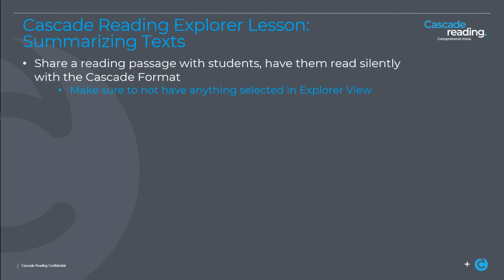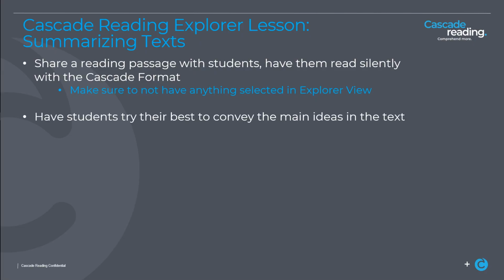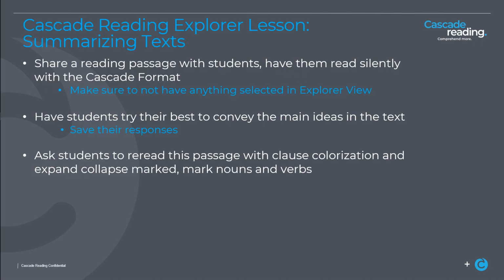When they're first doing this, make sure to not have anything selected in the Explorer view. Make sure it's just the text with the Cascade format. Then have students try their best to convey the main ideas in the text. Have them write a summary of what it is they read. And make sure you save their responses. Then ask students to reread this passage, but this time use clause colorization, allow students to expand and collapse sentences, and maybe mark nouns and verbs or anything else that you've found they have trouble understanding.